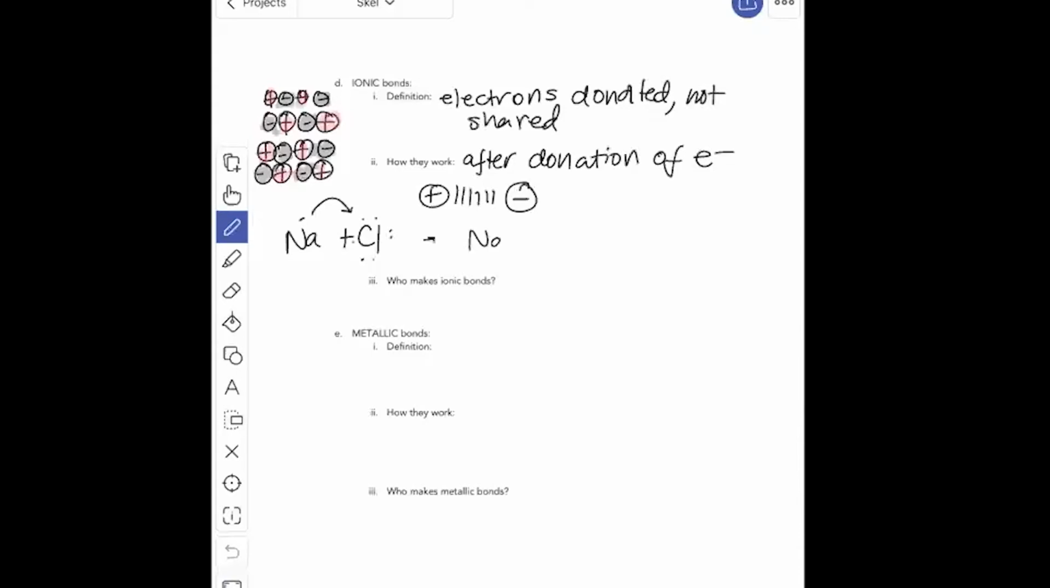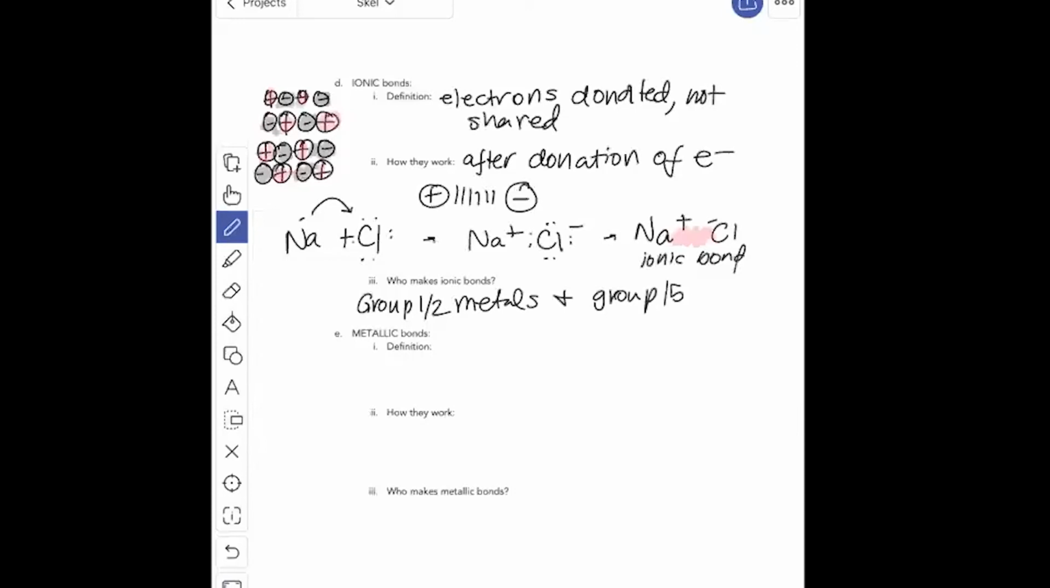An example is sodium chloride. Sodium donates its single valence electron to chlorine. Now the sodium ion, which is positively charged, and the chloride, which is negative, are attracted to each other, forming an ionic bond, and the compound we know and love as table salt. Ionic bonds are formed between metals in groups 1 and 2 and nonmetals in groups 15 to 17, as well as polyatomic ions. The last type of bond we'll talk about today is a metallic bond.